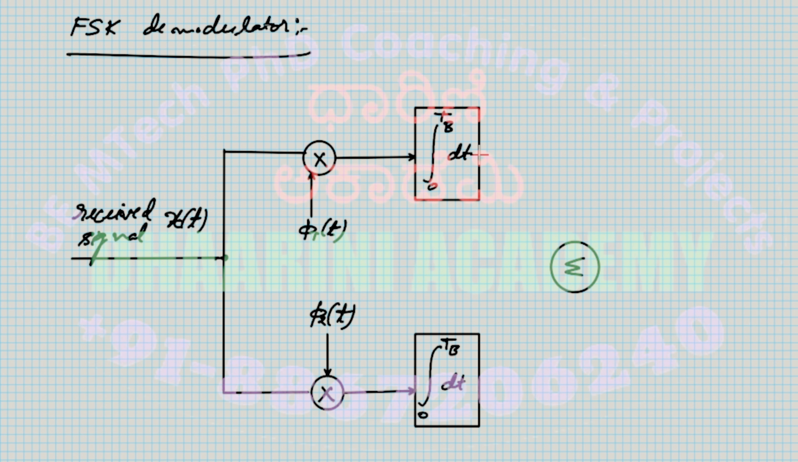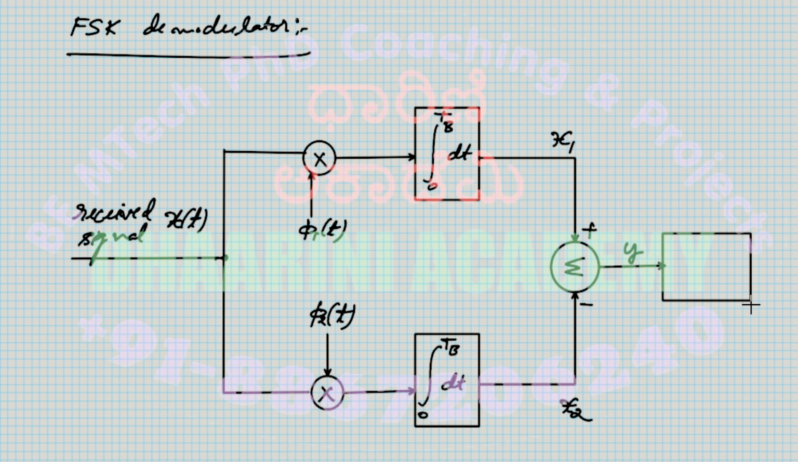So let's give the notation in a slightly different format. Let me say the upper part generates x1 and the lower half of the circuit generates another symbol. Denote that as x2. Right? So now I say this is positive, this is negative. It's actually not a summing block, it takes a difference. Okay, so what you get here, let's denote that as y. Y is nothing but x1 minus x2. Are you okay? So this y is given to the decision device.